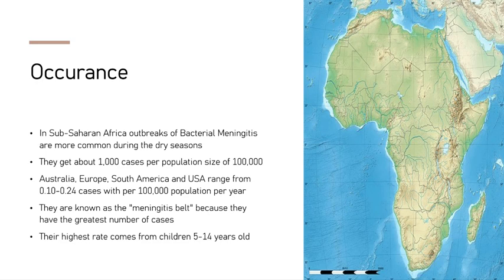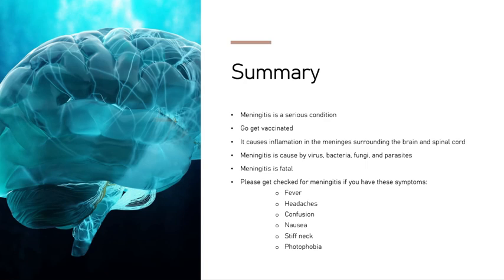Sub-Saharan Africa is also known as the meningitis belt because they have the greatest number of cases. The outbreaks of bacterial meningitis are more common and have higher cases during the dry seasons. They get about 1,000 cases per population size of 100,000, compared to Australia, Europe, South America, and the US, which range from 0.10 to 0.25 cases per 100,000 population per year. The highest rate comes from children between 5 to 14 years old.